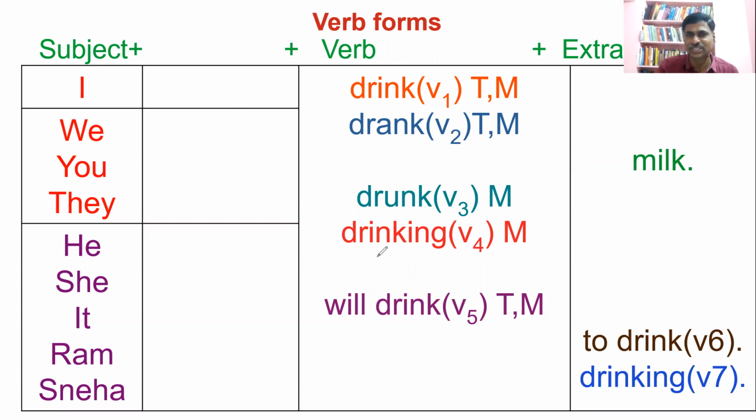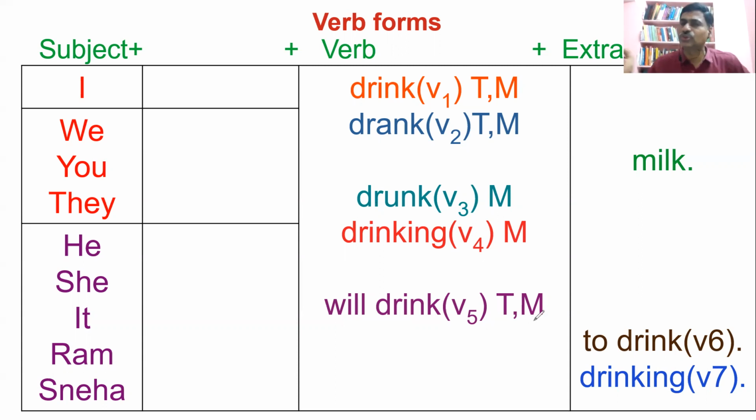These are the different persons, verb forms. Verb one, so I'm showing drink, time is there, meaning is there. Drank, time is there, meaning is there. Drunk, verb 3, and drinking, verb 4. So this is a past participle, this is a present participle. Participle is a word which works partly as a verb, partly as an adjective. So here it works, meaning is there for the drunk, but the time is not there. And in the drinking also, meaning is there, time is not there. Whereas will drink, time is there, meaning is there.